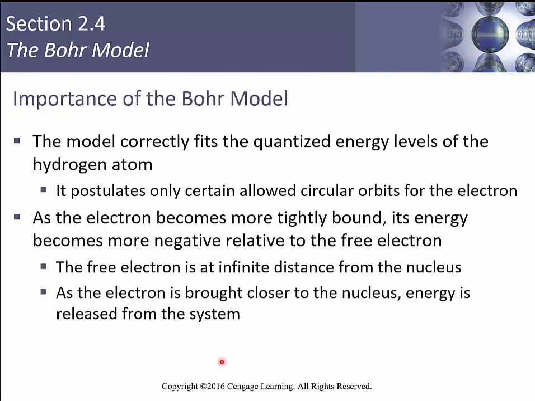The importance of the Bohr model is that it correctly fits the quantized energy levels of the hydrogen atom, and it postulates that there are only certain allowed circular orbits for the electron. As the electron becomes more tightly bound, its energy becomes more negative relative to the free electron. The free electron is at an infinite distance from the nucleus, and it's going to have no nuclear attraction. As the electron is brought closer to the nucleus, energy is released from the system.